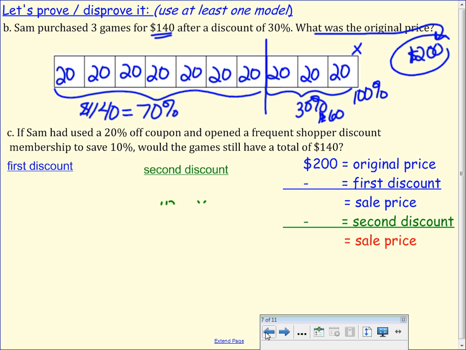All right, now, let's try it the other way. First, we're going to take off 20%. Then, when I get my new price, they'll take off 10%. So let's try it. So first, let me figure out my first discount. So my first discount is 20%. 20% is 20 over 100. So how much am I going to save if my video games cost a total of $200?